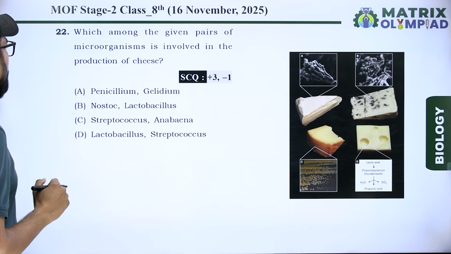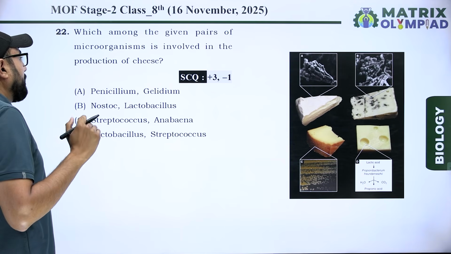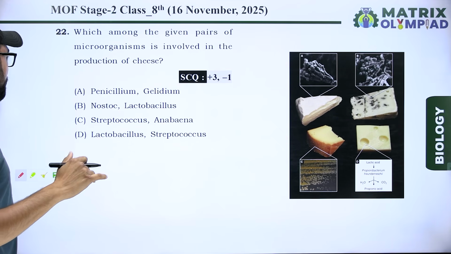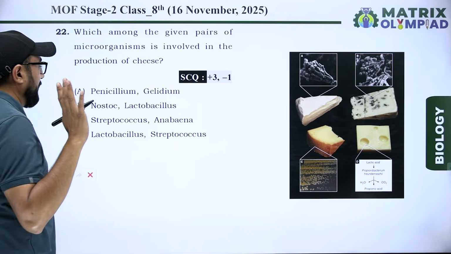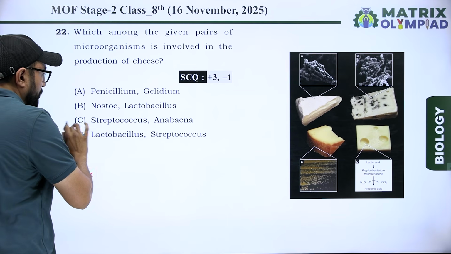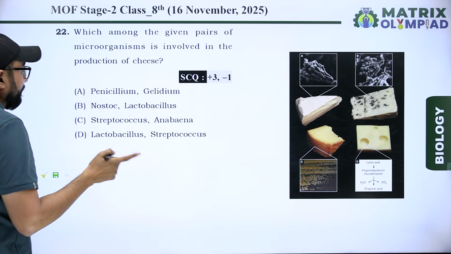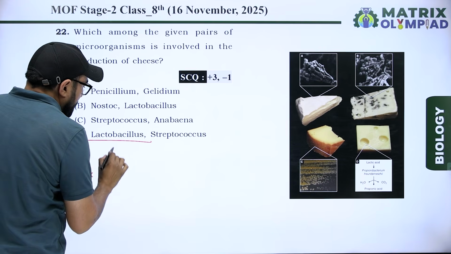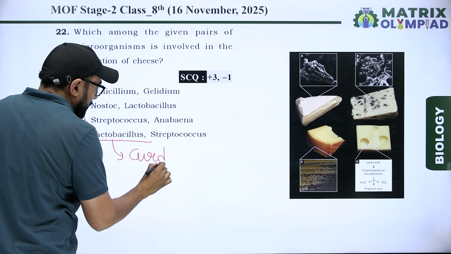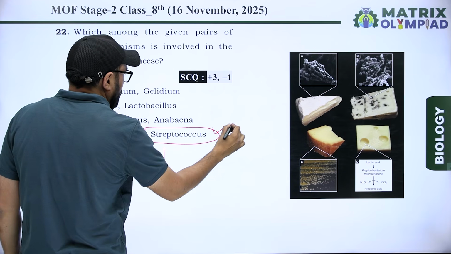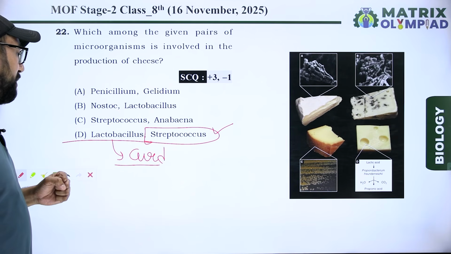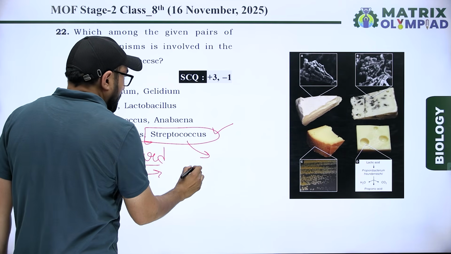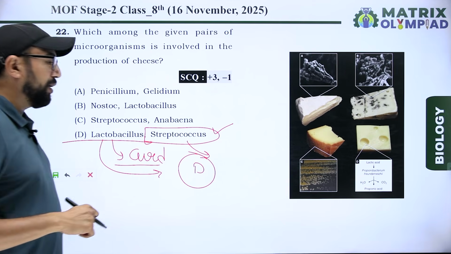Which among the given pair of microbes is involved in the production of cheese? Penicillium, no, because Penicillium produces the antibiotic penicillin. Nostoc, no. Lactobacillus, no. Streptococcus, no. Anabaena, no. Production of cheese: Lactobacillus converts milk into curd. Streptococcus is used in cheese production. So the right answer is option D. Option D is right for this question.